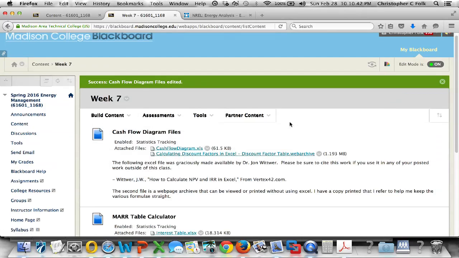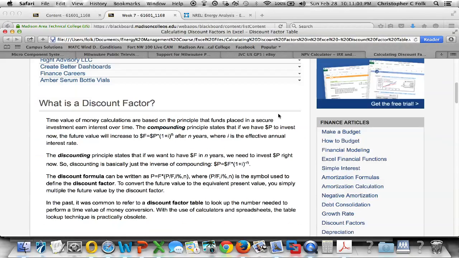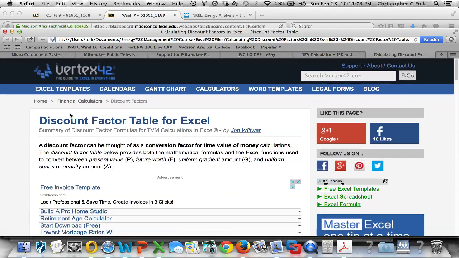I don't have it here, but I do have an example of where you can find it in our week 7 content. One of those was from a website called vertex42.com, put together by a Dr. Whitwer, who's a professor at a college. So that file I think I can find over here, right? So this is the table that I found by John Whitwer.